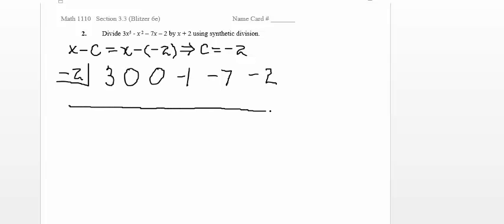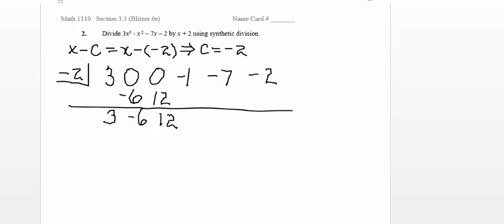Since there were no 4th and 3rd degree terms, I have zeros in those positions for the coefficients. Bring down the first coefficient of the dividend, multiply that by negative 2, I get negative 6. Add, the result is negative 6. Multiply this by my c, and I get 12. Add that to 0, and I get 12.